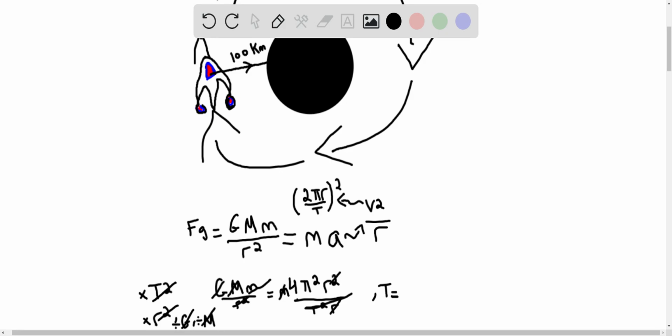Finally, your expression for the period squared will be 4 pi squared r cubed divided by G, the gravitational constant, and M. Now, solving for a final expression for t, take the square root of both sides.